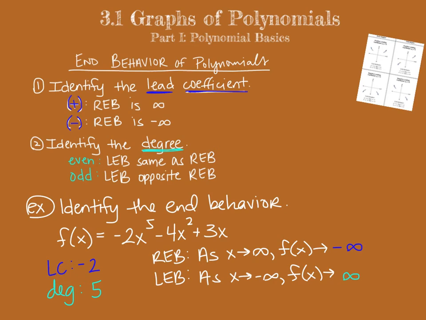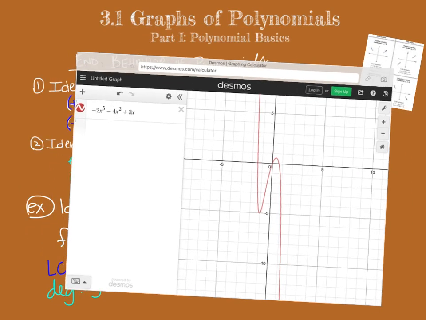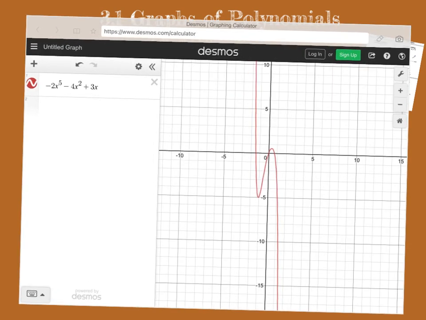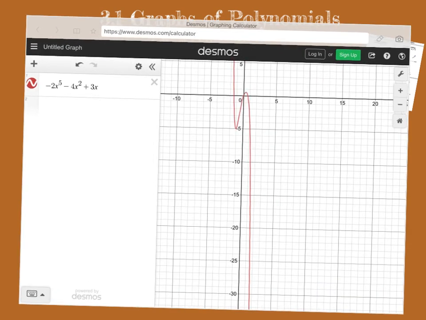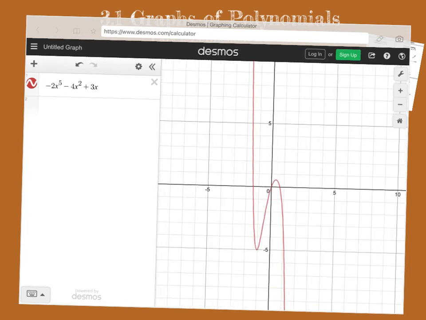Feel free to graph this and we can totally see. Guess what? I decided to graph it. We determined that our right end behavior was in fact to negative infinity, and you can totally see that as we go all the way to the right, our function decreases pretty rapidly. It does go to negative infinity. And our left end behavior, as we look to the left of our function over here, does go to positive infinity. So the graph will always help you out too.